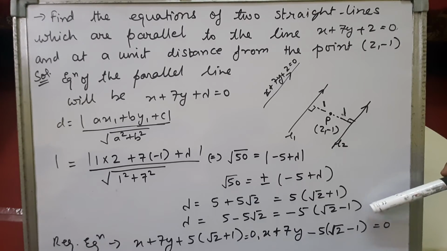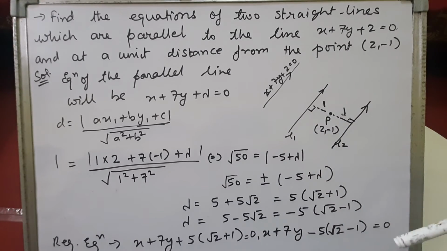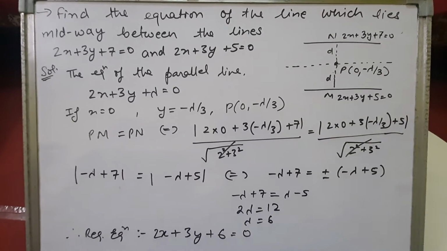So when we substitute the different values of lambda in the required equation of the parallel lines which we have assumed, x + 7y + lambda, we'll get the equations x + 7y + 5(root 2 + 1) = 0 and another equation x + 7y - 5(root 2 - 1) = 0. Alright children, so this will be the solution of this sum. Note down please. Let's see another sum.